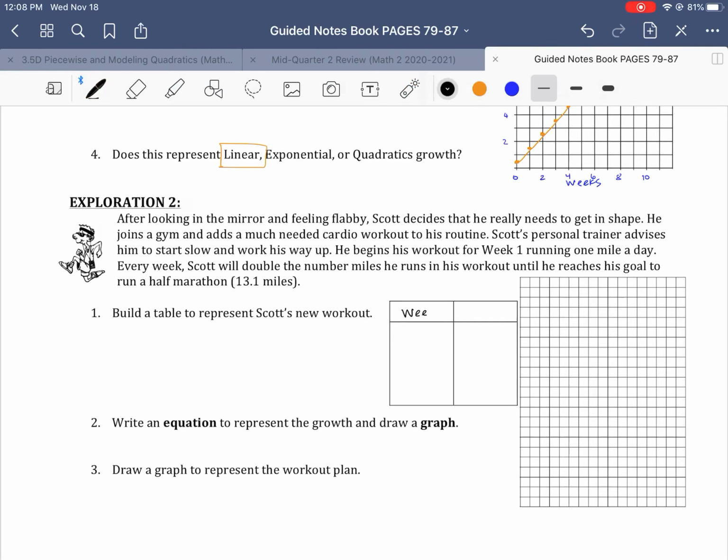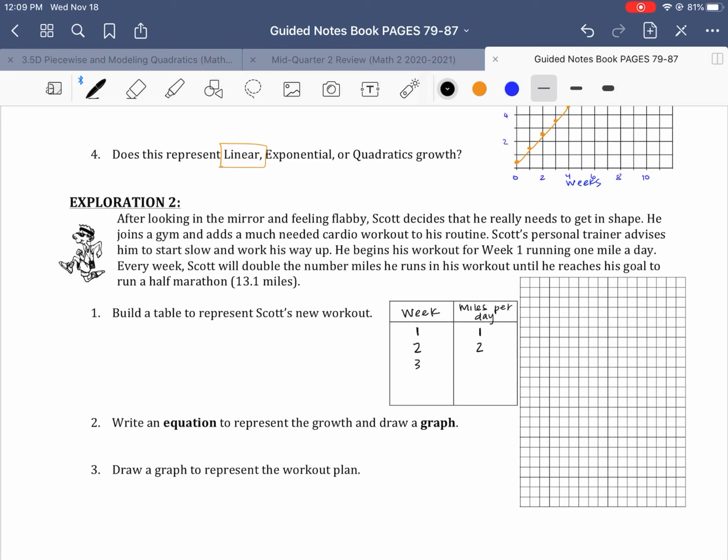He says week 1, he's going to run 1 mile a day, so I guess this is going to be miles per day. So the first week, he's just going to run 1 mile per day. Every week, Scott will double the number of miles he runs in his workout until he reaches his goal to run a half marathon. So it looks like in week 2, he's going to double the mileage. So he's going to run 2 miles a day.